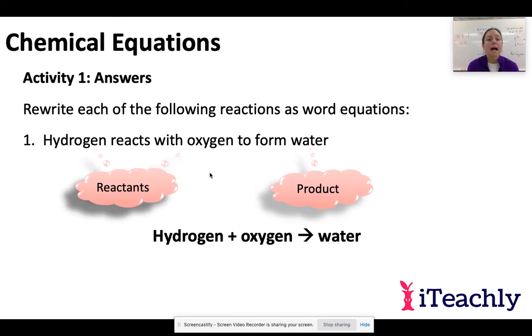Here I have hydrogen reacts with oxygen to form water. How would this look in the full name written out? I would write hydrogen, a plus sign, oxygen, and then the arrow with water. And how would I say this? Hydrogen and oxygen react to form water. Notice my reactants are on my left side and my products are on my right side. Notice we use the little arrow to mean yields or reacts with, and the plus sign meaning adding, or what we're putting together.